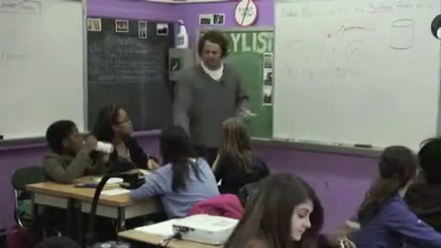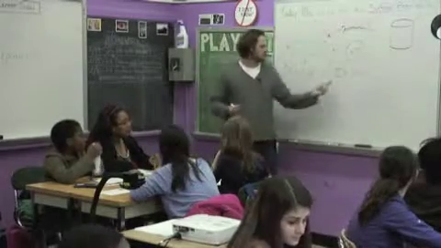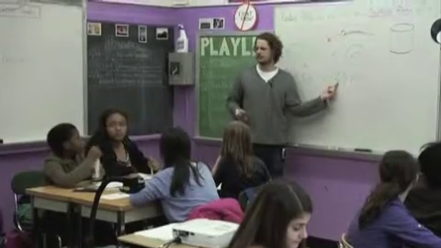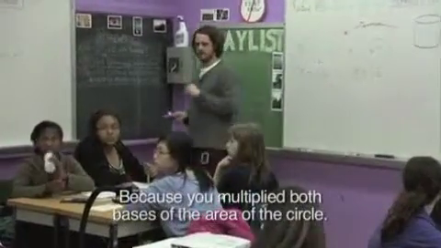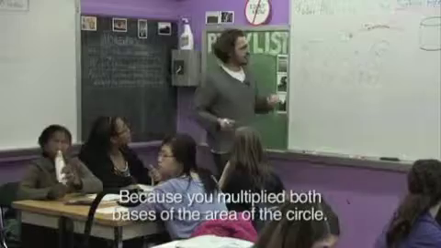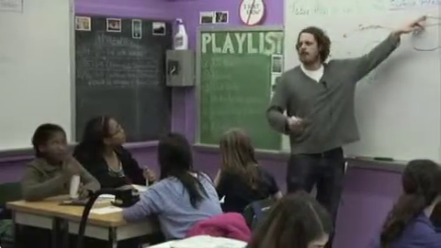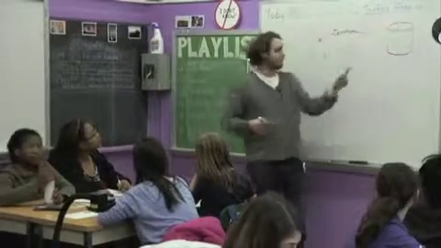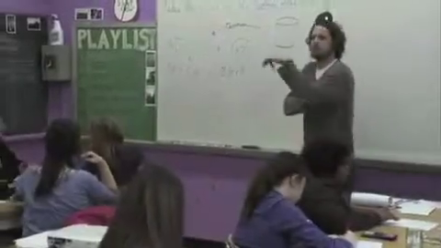And good. 8 of diamonds. Why did I just put a green 2 here? Because you multiplied both bases of the area of the circle. Okay, we'll work with that. We'll find the area of both bases, the top and the bottom. So that's 2 areas. Okay, good. Okay, so far so good.